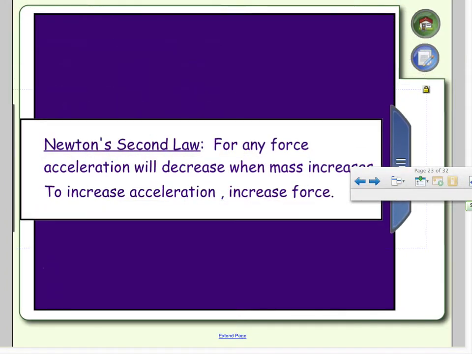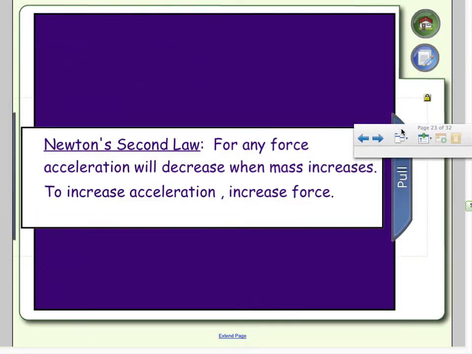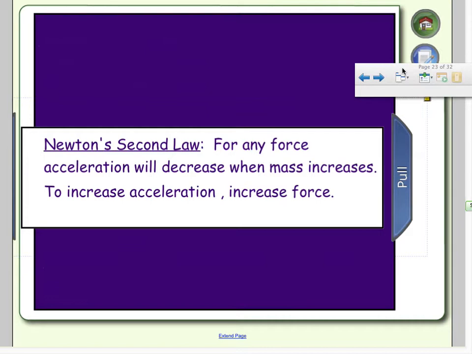Newton's second law is also known as? Look at your papers. Law of acceleration. To increase acceleration, we must increase force. Any questions? Newton's third law.